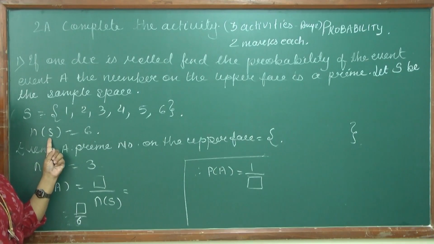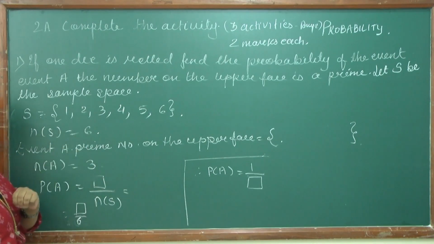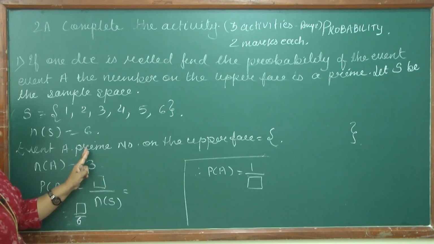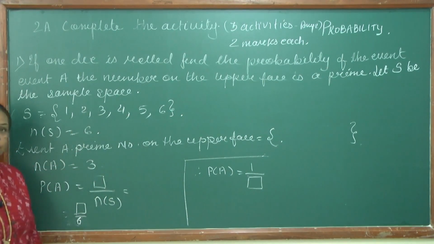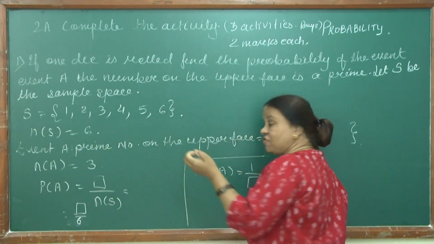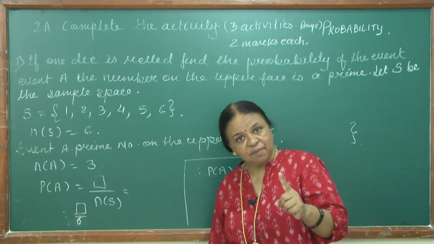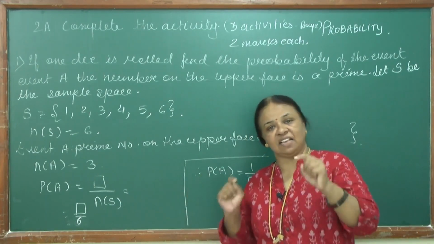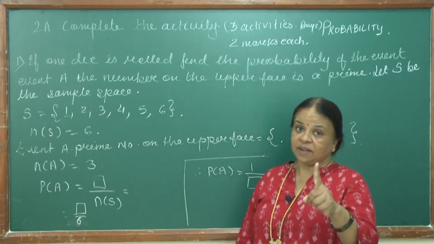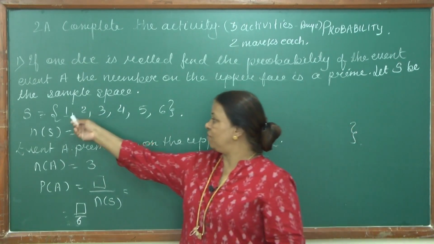So the number of elements in the sample space, how many are there? 6. Means total elements, 6 are there. So we have to find the event in which the number should be a prime number. Children, you know what a prime number is? A prime number is a number which can be divided only by 1 and by itself. Let us see the first number. First number is 1. 1, remember, is not a prime, not a composite. So we don't have to include 1.